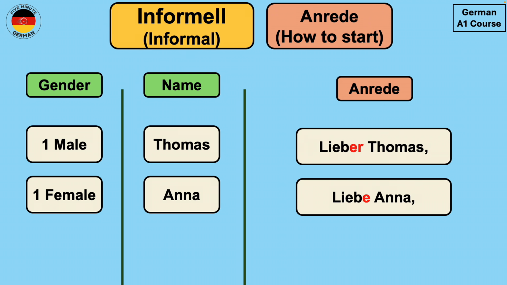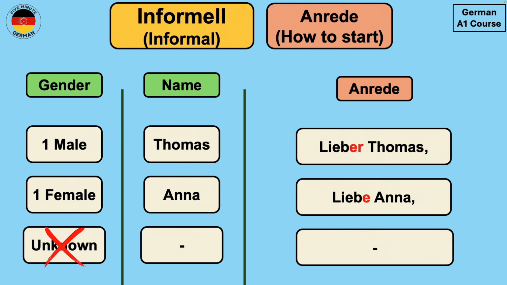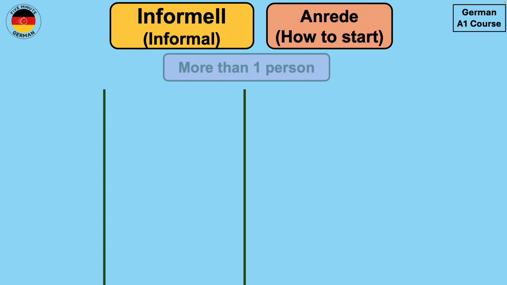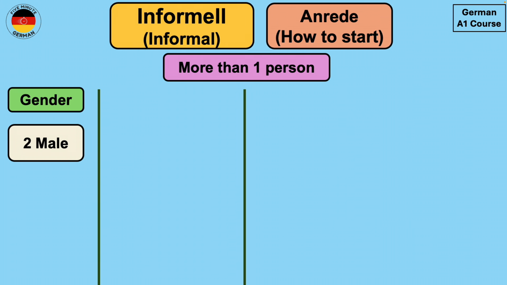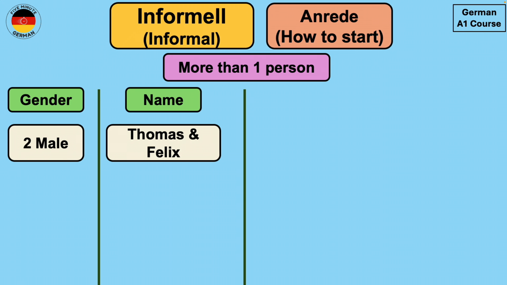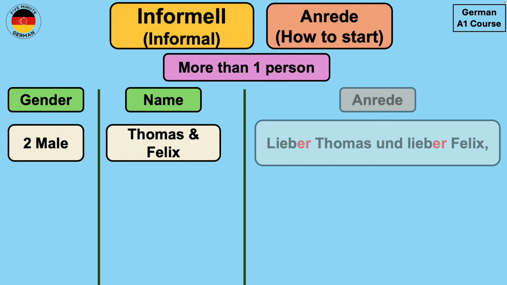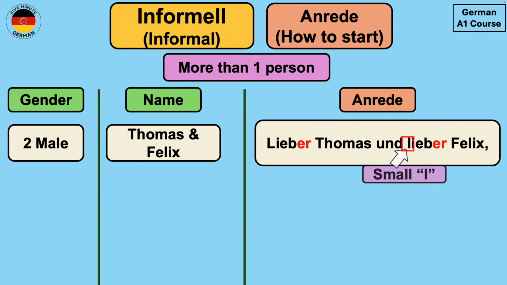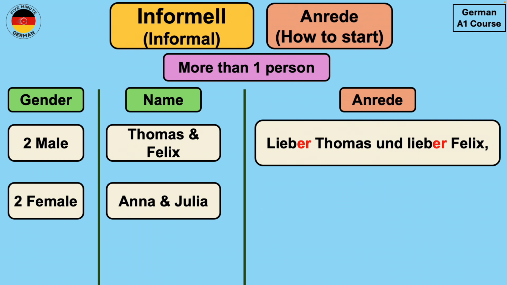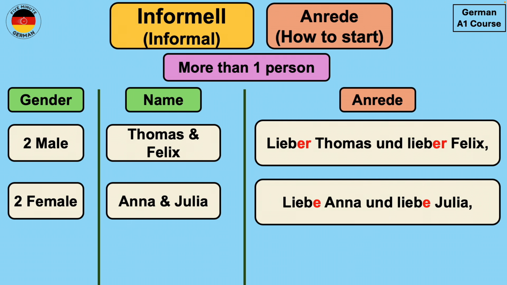In informal case, you don't have any unknown because you won't write an informal letter or email to someone you don't know. Now what if you are writing to more than one person? So if you are writing to two males, for example, whose names are Thomas and Felix, then you will say Lieber Thomas und lieber Felix, and you will use a small l in lieber for the second person. If you are writing to two females, for example, Anna und Julia, then you will say Liebe Anna und liebe Julia. Again, the l in liebe for the second person will be a small letter.